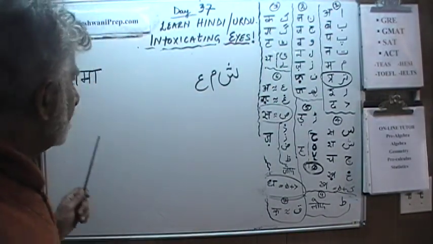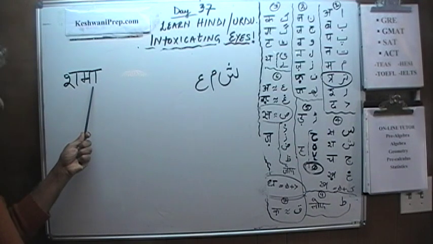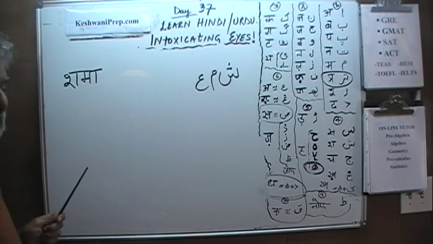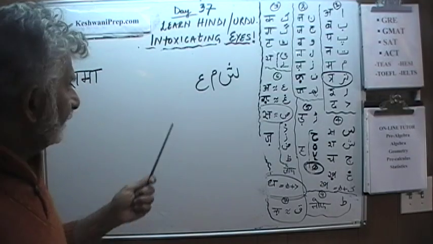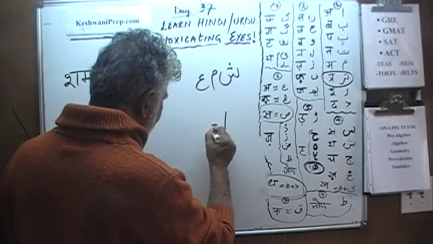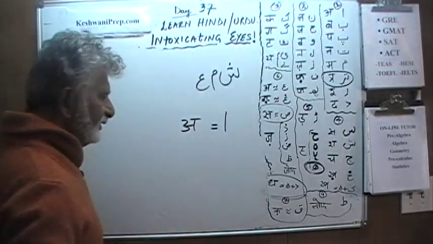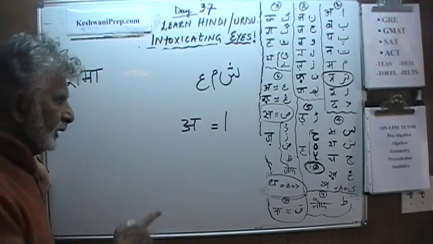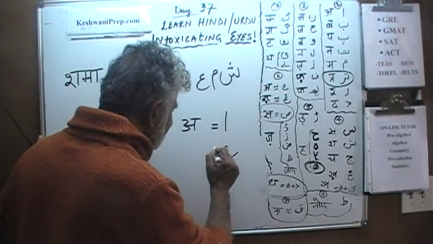It's a tricky word because it ends with the aa matra. It's written in Hindi very simply, shama, but in Urdu it ends with two a's. One is this alif, that's a, the exact equivalent of the Hindi a. But in addition to alif, we have ain.